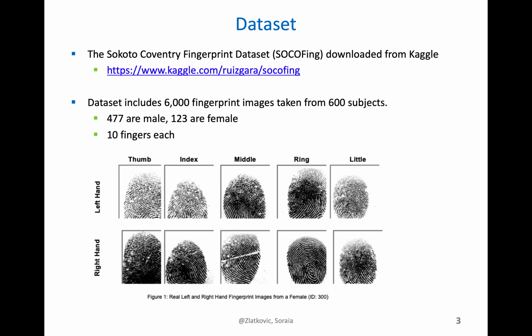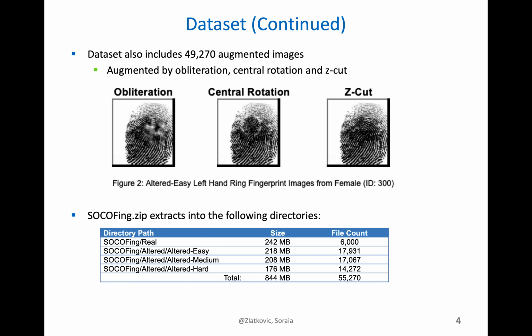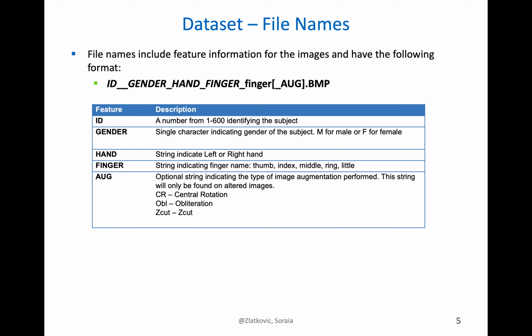The data set that was used is the Sokoto Coventry fingerprint data set, and it's available on Kaggle. It includes 6,000 fingerprint images from 600 male and female subjects. Along with the original images, it also includes over 49,000 augmented images that can be used for training. The file names are named in such a way that information about the image, the labeling information, is part of the file name.